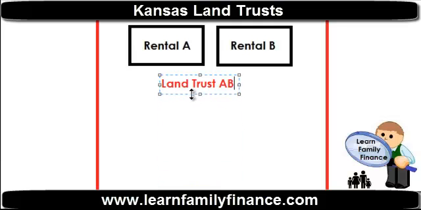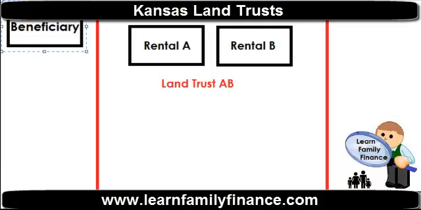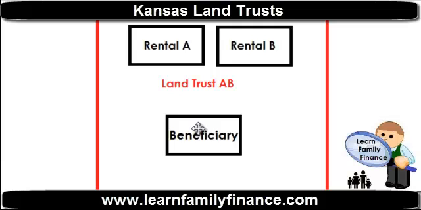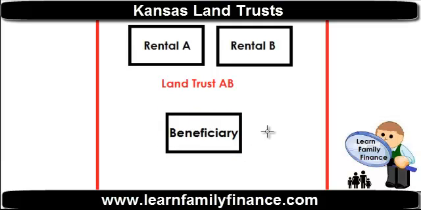So in the land trust AB, you're going to have to name a beneficiary, right? And if that beneficiary is just you or a person, here's the problem. This person will be exposed to any judgment on either rental A or rental B. So that's why you're going to have liability if you just have the land trust by naming a person as a beneficiary.